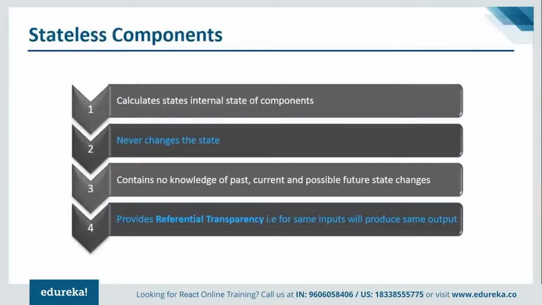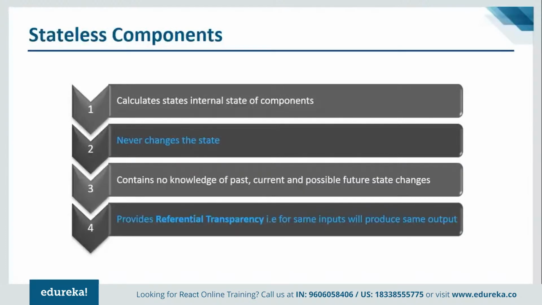Next we have the stateless components. These are the stateless components which always calculate the internal state of a component. They can never change the state. Moreover, they do not contain any knowledge of the past, current as well as possible future changes of the state of a component. These stateless components provide the referential transparency. That is, for the same set of inputs, it will always generate the same output. Thus, these components are called the dumb components.